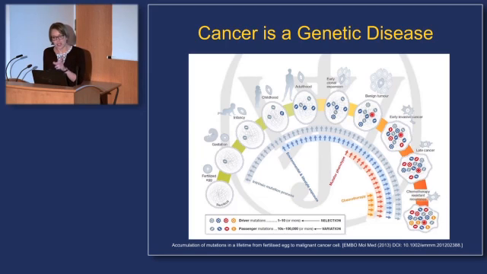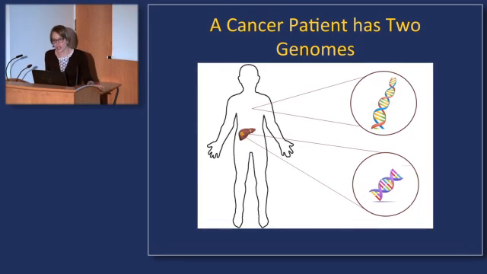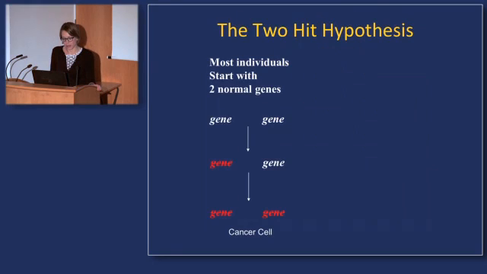So this is a cancer genome. But every cancer patient has two genomes. They have the genome in their cancer cell, and they have the genome in all the rest of their cells, which was the static one that they were born with. And it's mutations in that germline genome that I'm going to talk about today.